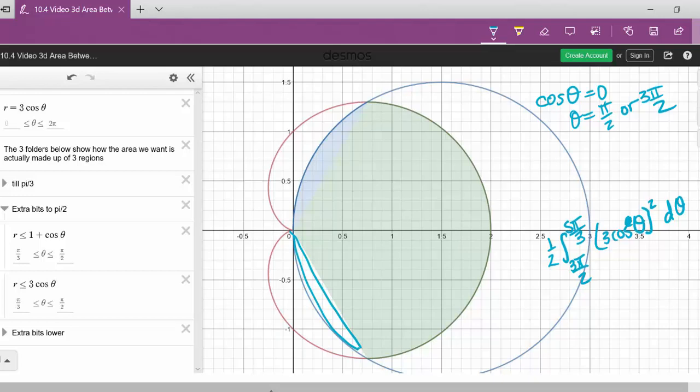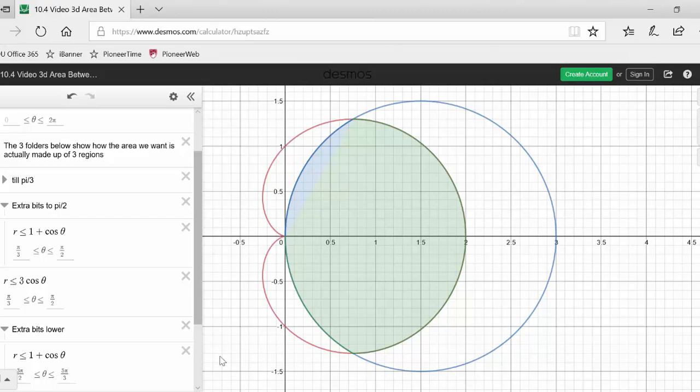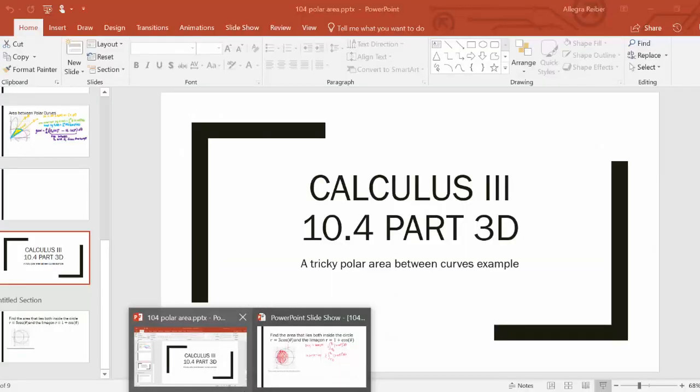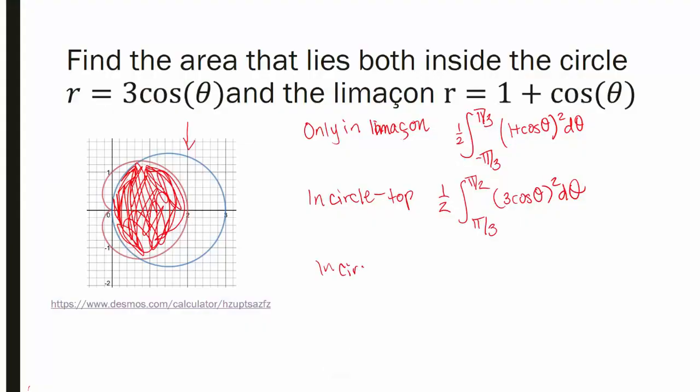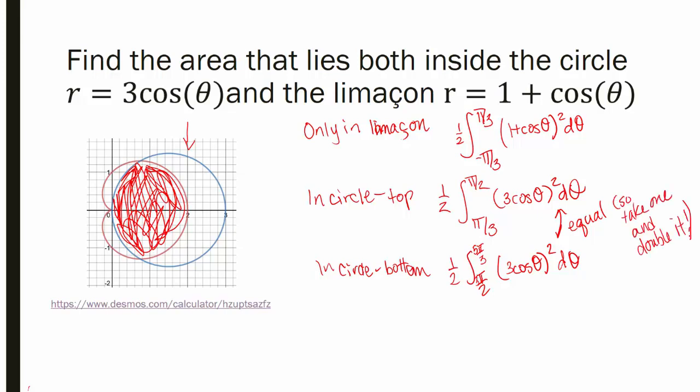So I'll show you what that looks like all put together because I've got all of them in here. And so that's the region I'm looking for, those 3 areas. And none of these is a very hard integral to do. But again, these two are equal, so I could just double one of them. And there you go. I'll write out the full work for the solution to this in a separate slide and I'll post it.